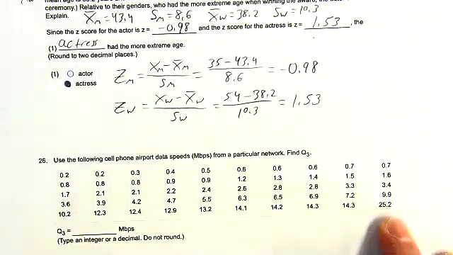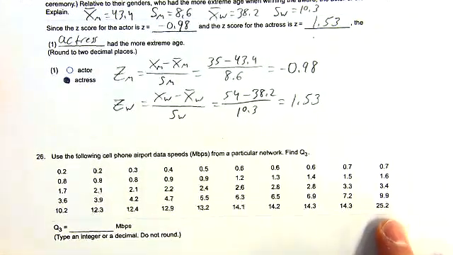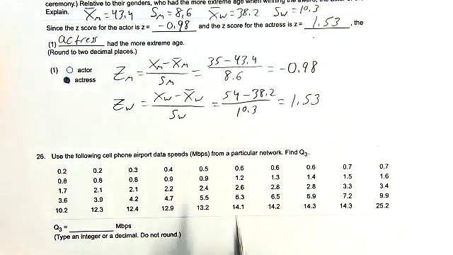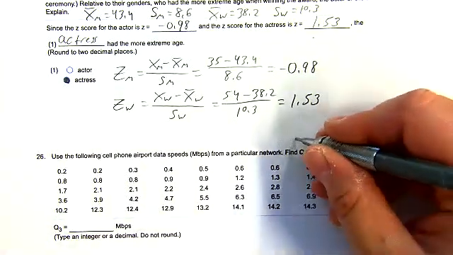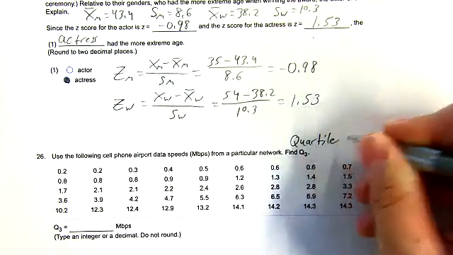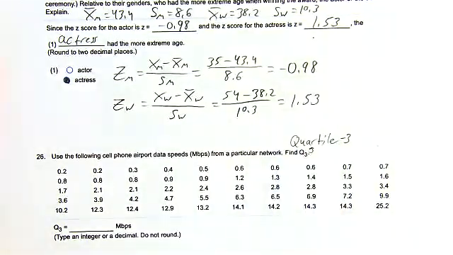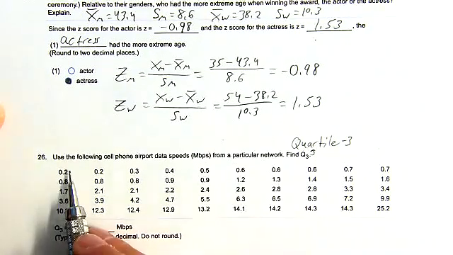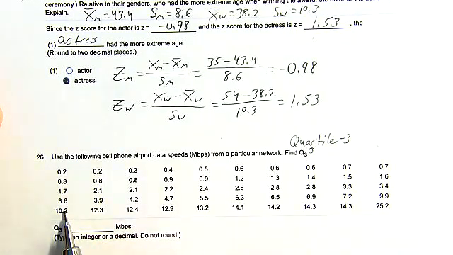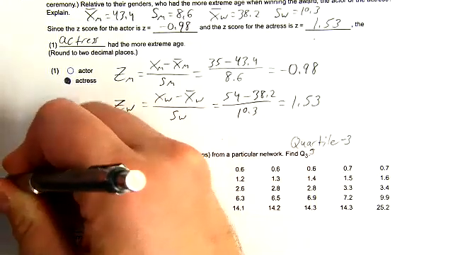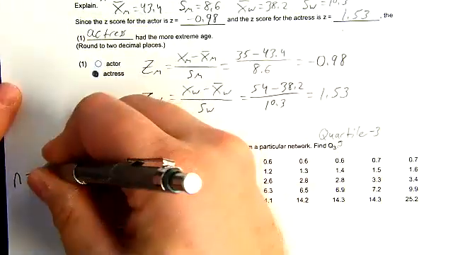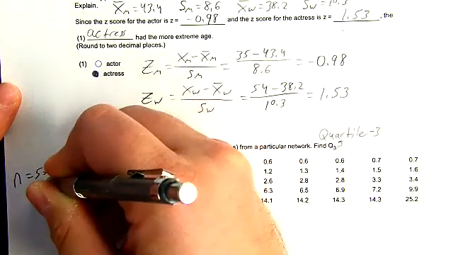26. Use the following cell phone airport data speeds in megabits per second from a particular network. Find quartile 3. I never spelled that out. Quartile 3 is what this is. So first let's find out how many numbers we have. 1, 2, 3, 4, 5 rows by 1, 2, 3, 4, 5, 6, 7, 8, 9, 10 columns. So N, the number of data values, is 5 rows times 10 columns is 50.